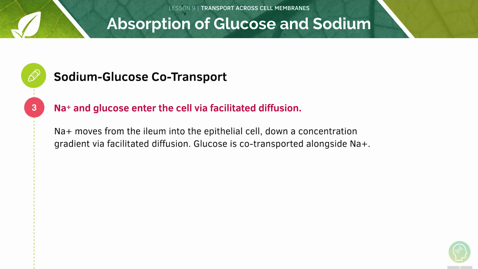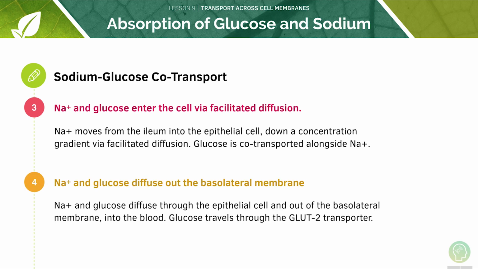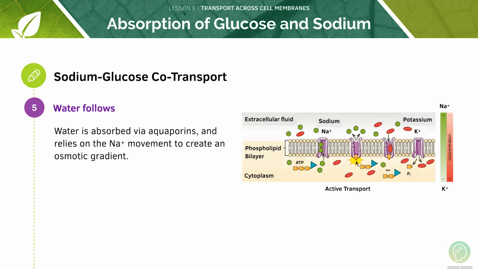Therefore, sodium will move from the ileum into the epithelial cell, down the concentration gradient via facilitated diffusion. It will be co-transported along with glucose. Then, sodium and glucose will diffuse through the epithelial cell and out of the basolateral membrane into the blood. Glucose will travel through a GLUT2 transporter. Water is absorbed via aquaporins and relies on the sodium movement to create an osmotic gradient.